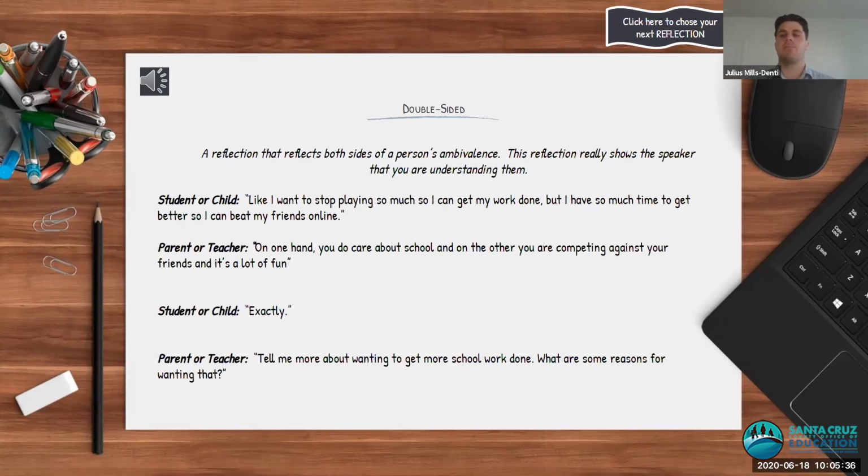So here's a double-sided reflection. Double-sided, a reflection that reflects both sides of a person's ambivalence. We're not going to get into ambivalence today. I'd love to talk about it with you all at some other point. Adolescents are constantly ambivalent. Adults constantly want them to not be ambivalent. Even though we might understand the adolescent experience, we also have this wealth of knowledge about what's right for adolescents, and sometimes we like to impose that. It's kind of like this natural tendency to do so. But a double-sided reflection allows us to not be the expert.